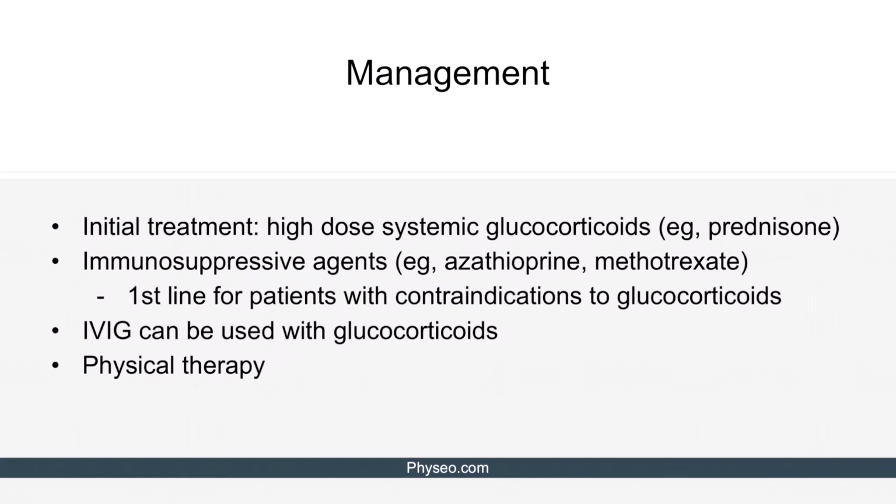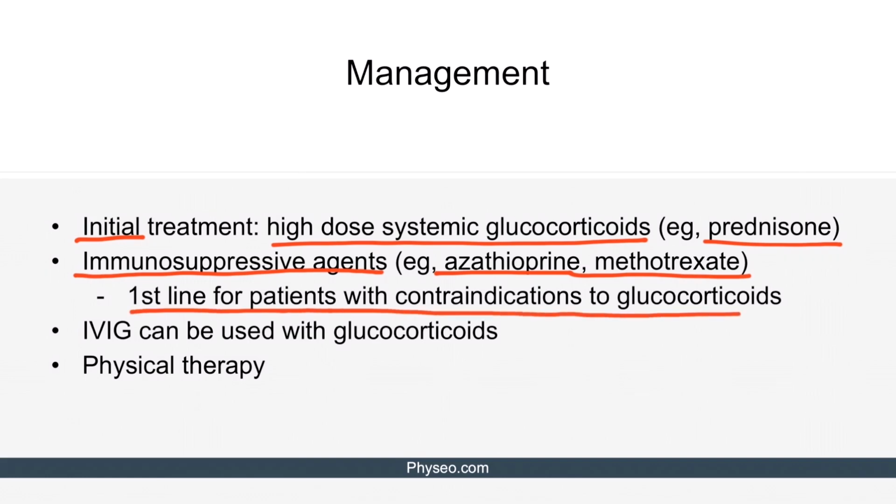Polymyositis and most other inflammatory myopathies are managed initially with a high-dose glucocorticoid treatment, most commonly prednisone. Alternatively, immunosuppressive agents such as azathioprine or methotrexate can be used. Particularly, these can be used as a first-line treatment in patients with contraindications to glucocorticoids. Now, IV immunoglobulins, or IVIG, can be administered with glucocorticoids, so alongside that, especially in patients with severe disease. And you want to do that because it can help speed up the recovery process.